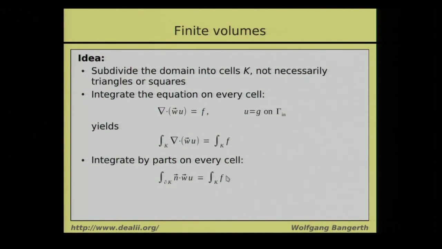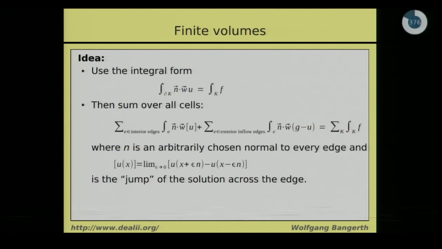Or if you do have a right-hand side, then the sum of what goes in and what goes out must equal the amount that was produced locally. So this is going to be the basis for finite volumes. Now, if I use this sort of form, then what I'm going to do is sum this up over all of the cells. Okay, so I'm going to write a sum over all the cells here.